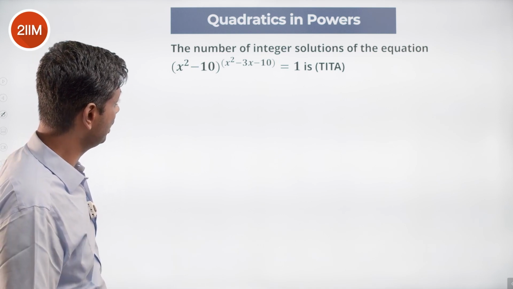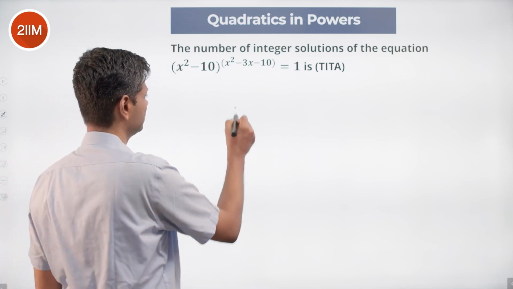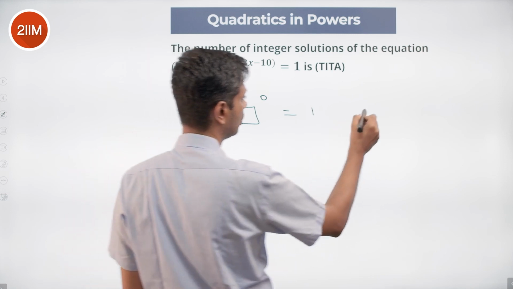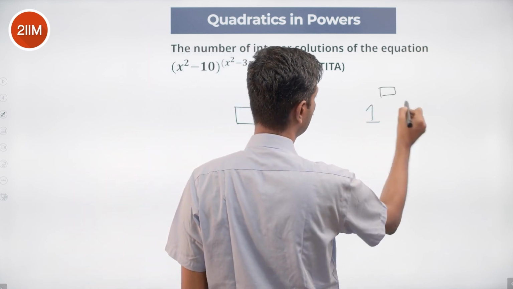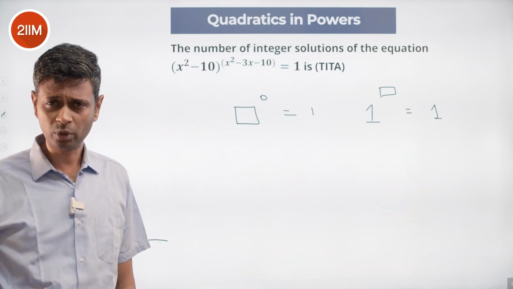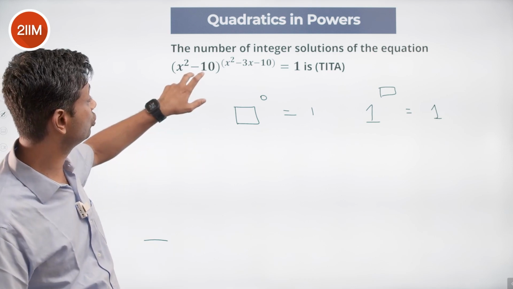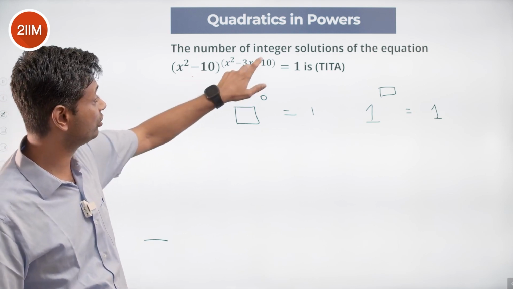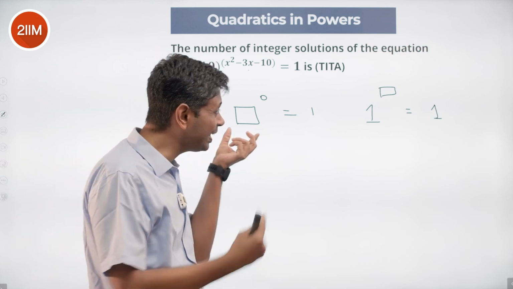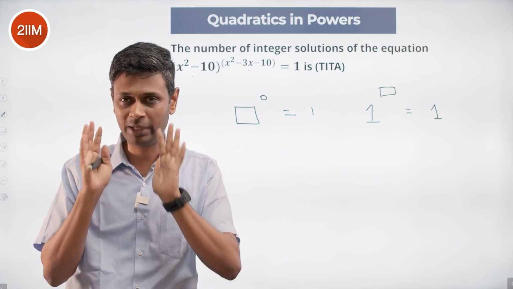The number of integer solutions of the equation (x square minus 10) whole power (x square minus 3x minus 10) equal to 1 is a very beautiful question. First of all, something power 0 is 1. 1 power anything is 1. So what do we now need to do? We have to solve for this going to 1 or this going to 0, get those values, substitute in the other part, and see if it makes sense.